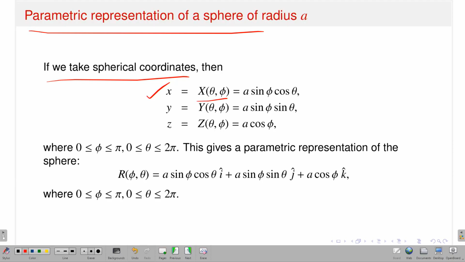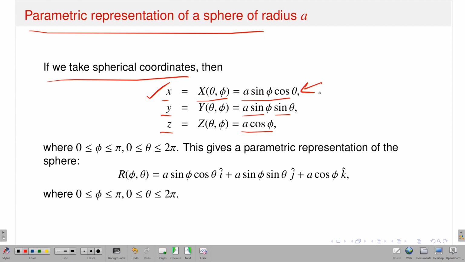This is capital X of theta comma phi I am writing. And what is the relation between spherical coordinates and Cartesian coordinates? So Cartesian coordinate small x can be written as a sin phi cosine theta, y is nothing but a sin phi sin theta, and z is equal to a cos phi, because I am starting with a sphere of radius a. So the sphere of radius a is fixed.